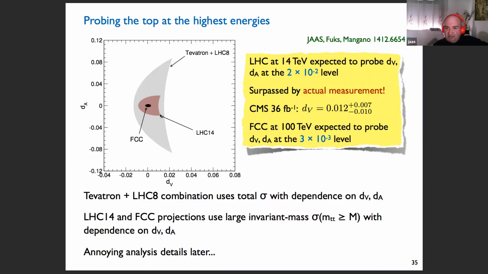I will give a few details later, but for the time being, these calculations are done by using the dependence of the total cross-section, either inclusive or at a high invariant mass, on these couplings. You parameterize it, and then once you impose an experimental measurement, or you assume some experimental measurement with some precision, you get the constraints or the expected constraints on these quantities.